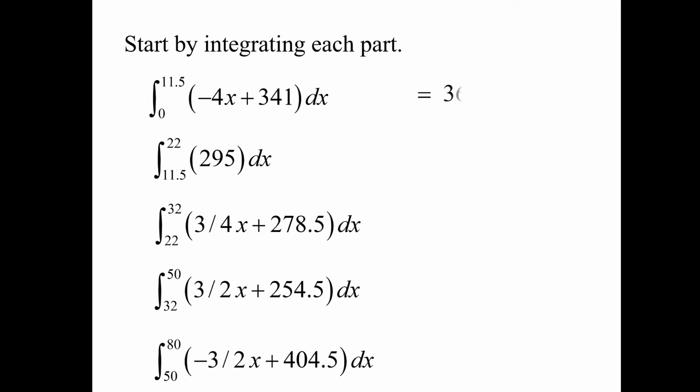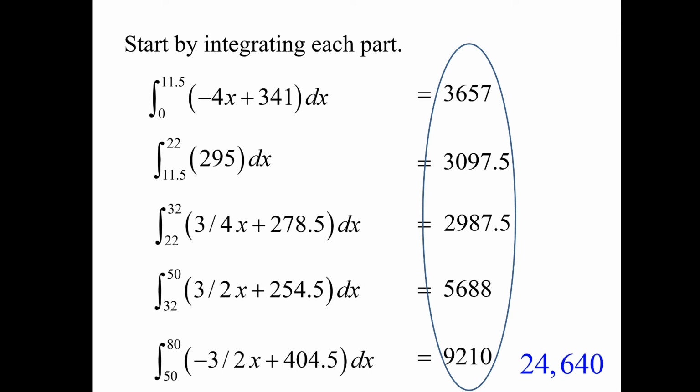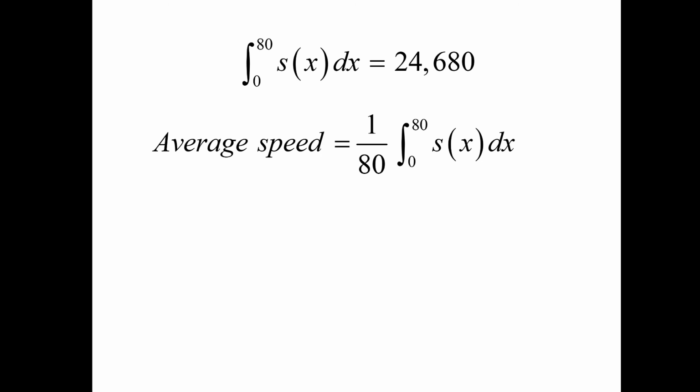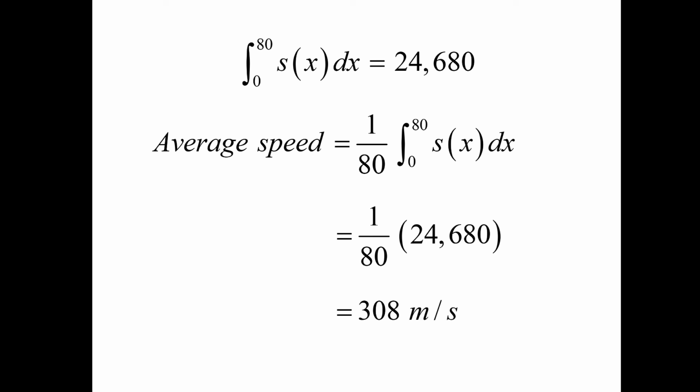And then basically just calculate them. Combine them all together, so you got 24,640. By the way, you can do this manually, or you can do it on the calculator. Combine them all together and then divide by 80, because you want to find the average speed. And here's what we got. It's about 308 meters per second. It's pretty fast.